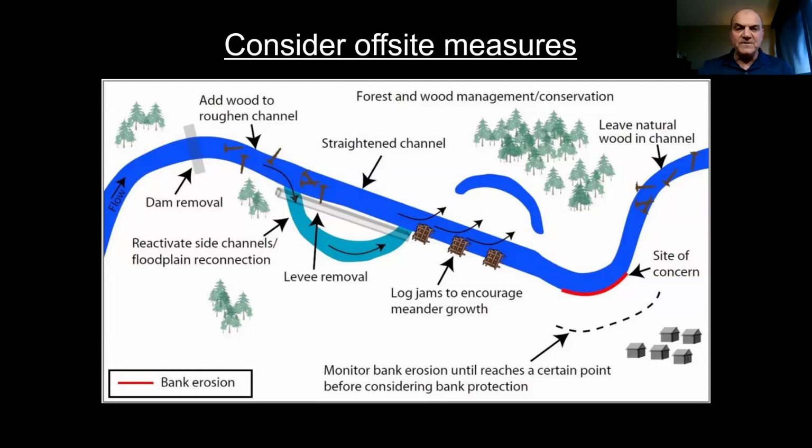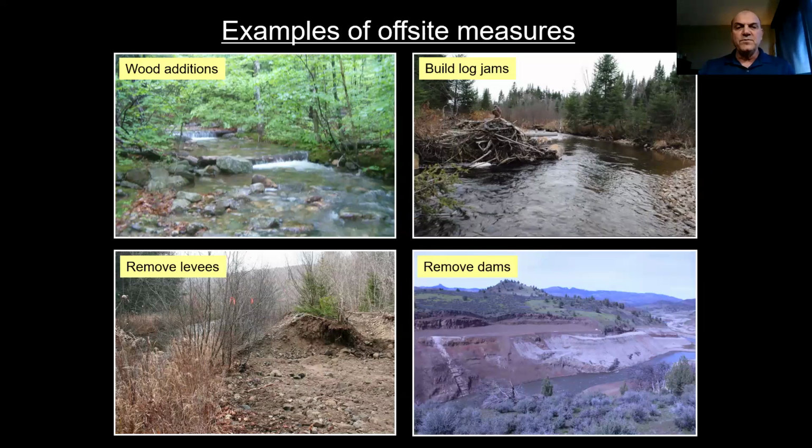And so here are some examples of off-site measures: wood additions to slow the water down to help trap sediment, building log jams to encourage meander growth, removing levees to allow the water to spread out on the floodplain to slow it down and disperse sediment on the floodplain. And then the Klamath, here's one of the Klamath River dams that was removed, removing dams, allowing that free flow, not only of water, but the free flow of sediment, and returning those natural processes as best as possible.